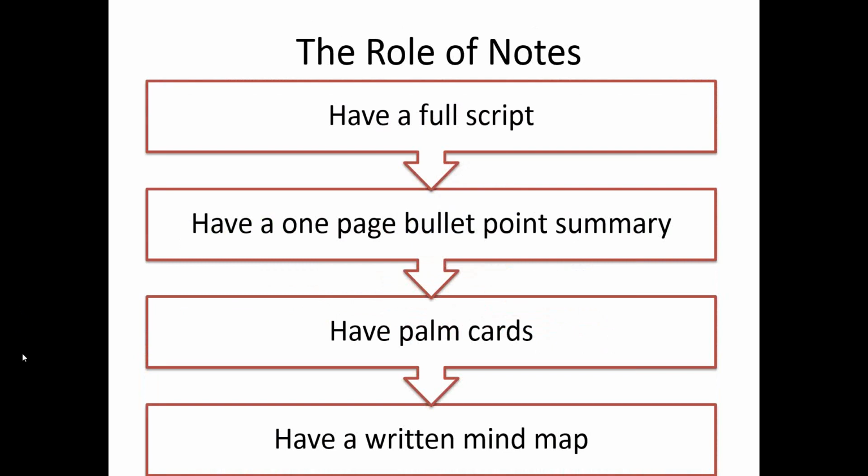Be careful with palm cards. I've seen people drop the palm cards, and it's like dropping a deck of cards. Everything gets muddled up. So my preference is a one-page summary that I can have up the front, or a mind map. A mind map is maybe your key principle in the middle, with 4 or 5 points off at branches, and I'll talk about mind mapping later on.